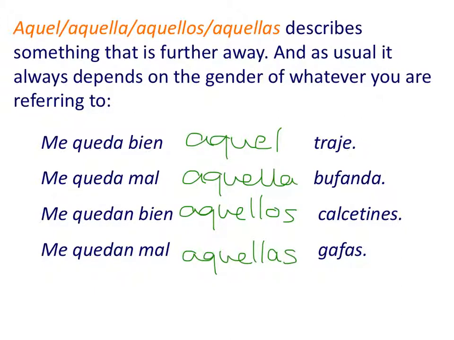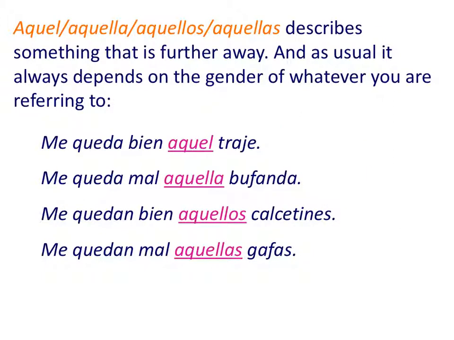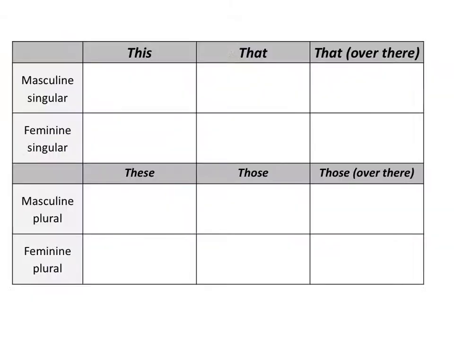So, to go through the meanings of these, me queda bien aquel traje. That suit over there suits me. Me queda mal aquella bufanda. That scarf over there looks bad on me. Me quedan bien aquellos calcetines. Those socks over there suit me. Me quedan mal aquellas gafas. Those glasses over there look bad on me. Again, make sure you've got accurate notes on these, and you might want to write down the translations.